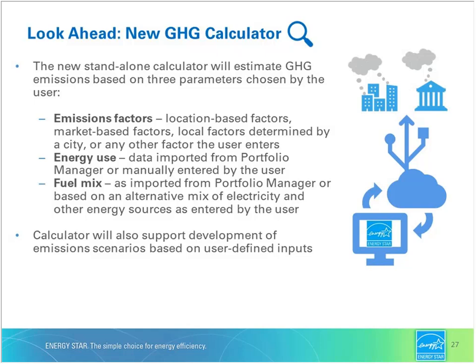So as I noted earlier, Portfolio Manager is most closely aligned with the location-based approach to greenhouse gas emissions calculations. In the new tool, the Building Emissions Calculator, it will perform the location-based calculation, but it will also allow you to apply any custom factors that apply to your building, such as market-based emissions factors that are provided to you by a supplier, or any local factors that have been determined by your local jurisdiction.